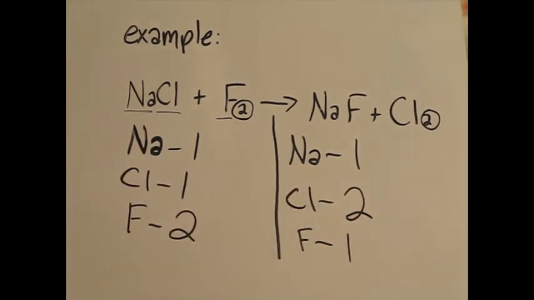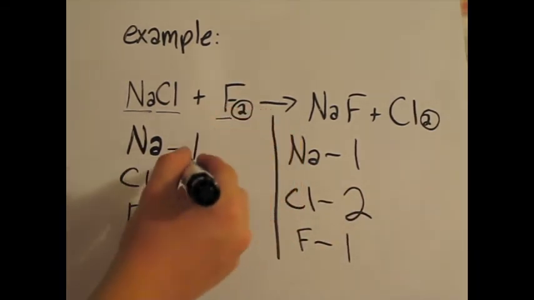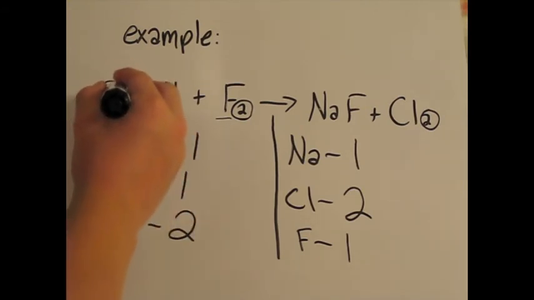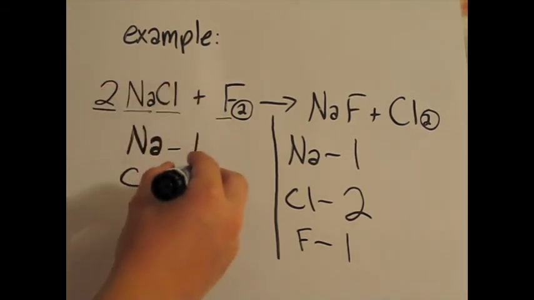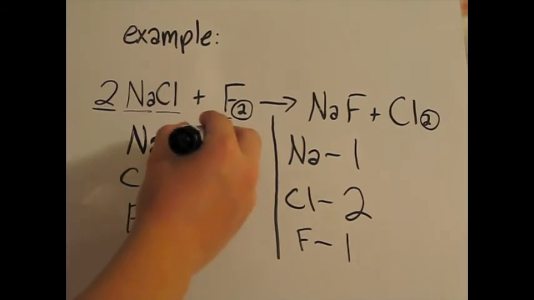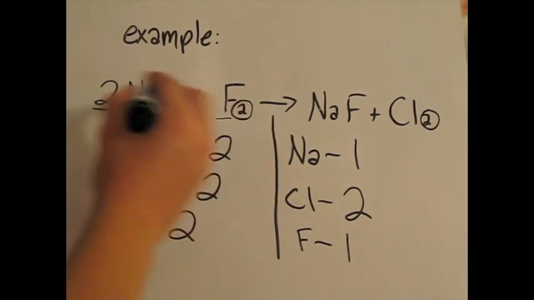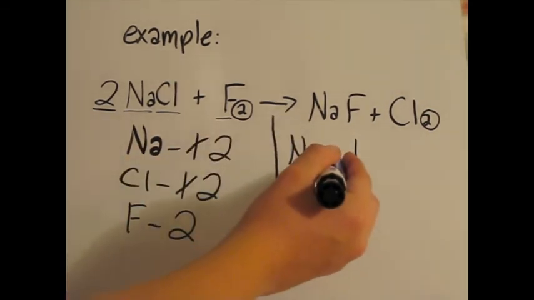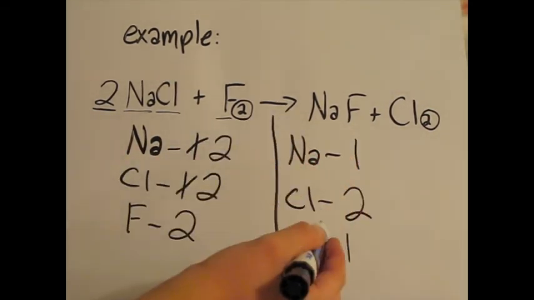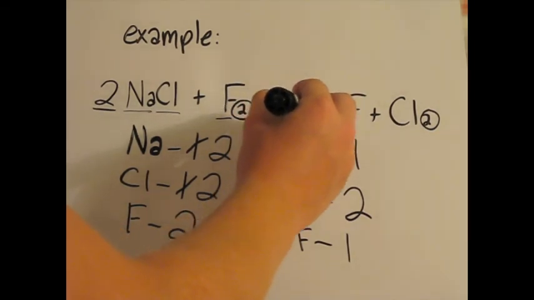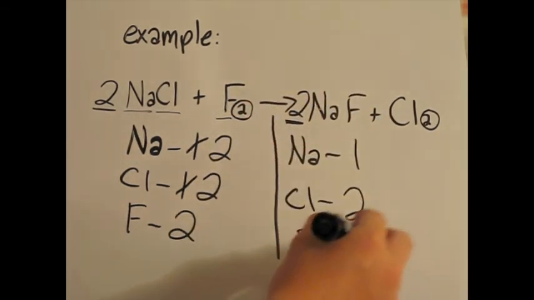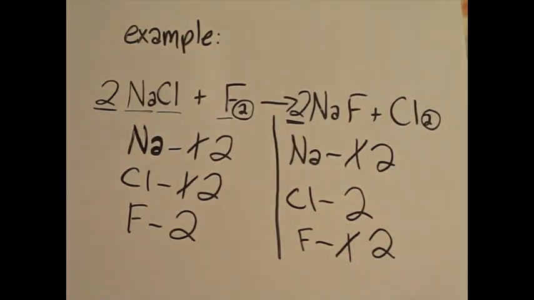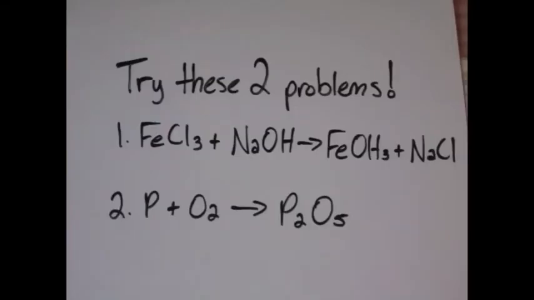So to balance, you need to first make the Cl's balance. To do that, you need to put a 2 here. That cancels this, makes this a 2, but it also cancels the Na, because this is in front of the Na also. So to make the Na a 2, and you also need the F a 2, you put a 2 right here. See that cancels, and this cancels. And now both sides of the equation are balanced.